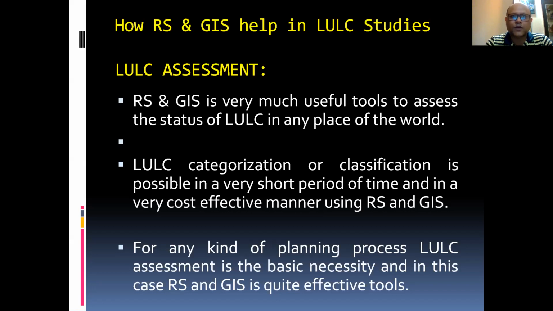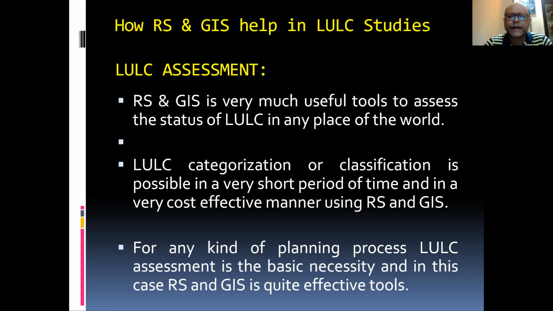For example, in Assam, what is the percentage of agricultural land? What is the percentage of water body? What is the percentage of forest cover? What is the percentage of barren land? If you want to gather information on the percentage of different categories of land, remote sensing and GIS can help us in a very effective and systematic way. Land use land cover categorization or classification is possible in a very short period of time and in a very cost effective manner using remote sensing and GIS.